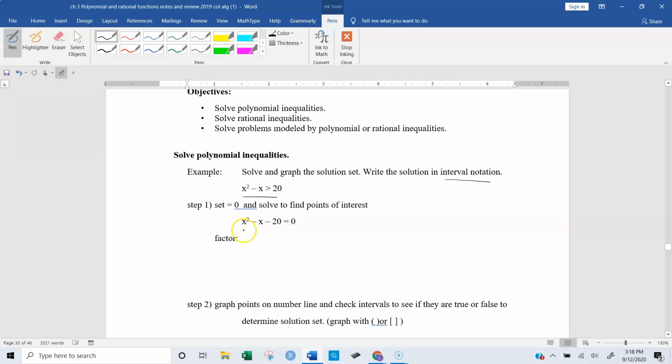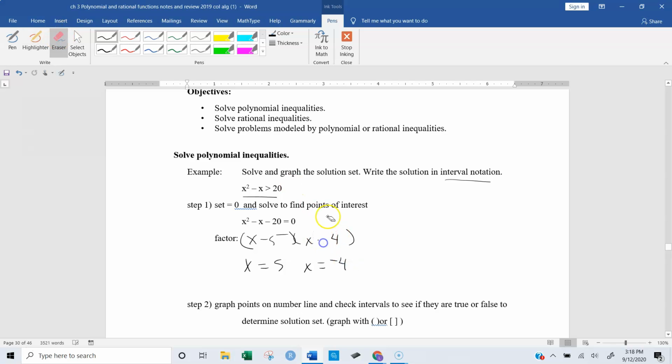So you set it equal to 0, and then factors of negative 20 that give you negative 1, of course, are x minus 5 and x plus 4. So this means x equals 5 or x equals negative 4. Write that positive sign better.